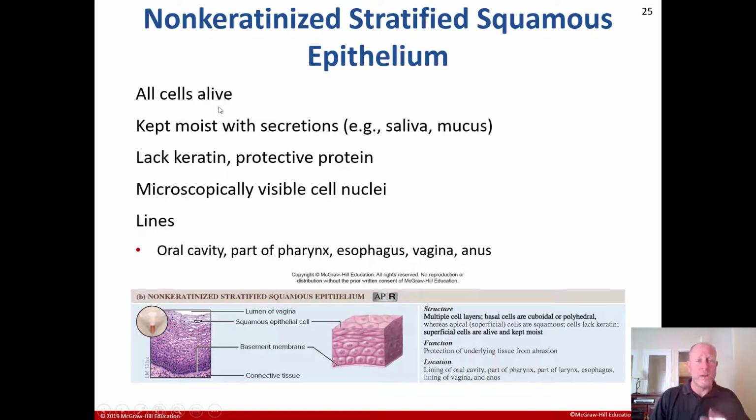That said, non-keratinized, all cells are alive, and need to be kept moist with secretions, typically more towards internal structures, not just the outer layer of the skin like the keratinized stratified squamous epithelium. They lack keratin and have protective proteins. They're microscopically visible through cell nuclei. They're lining the oral cavity, part of the pharynx, esophagus, vagina, and anus. Okay.